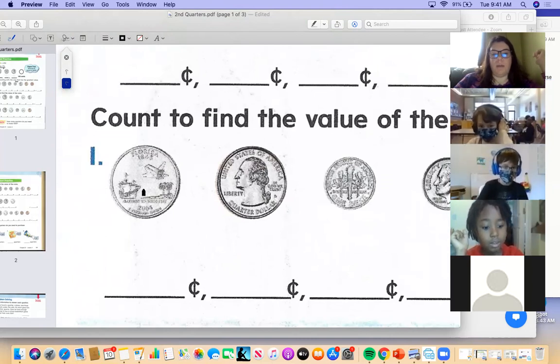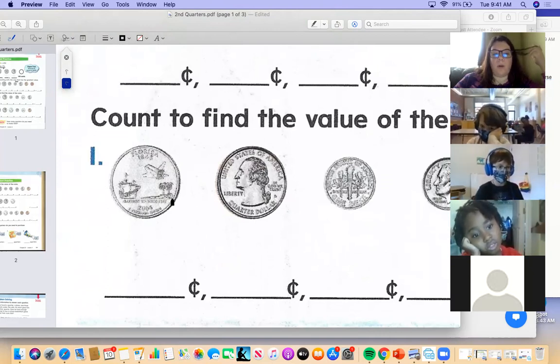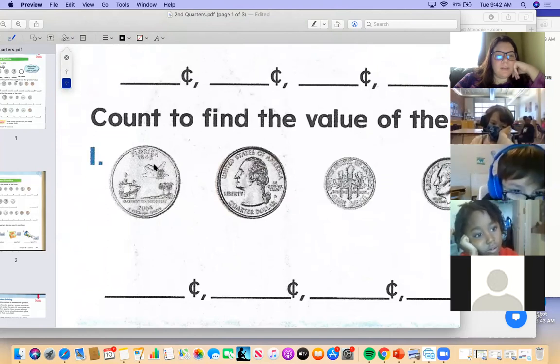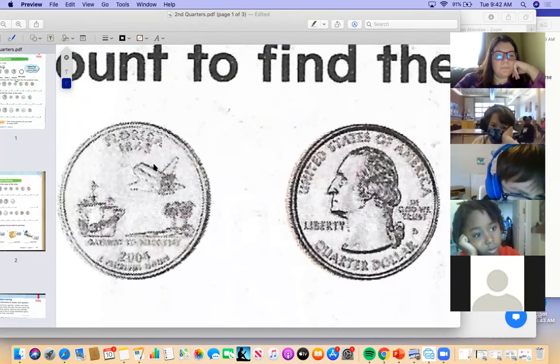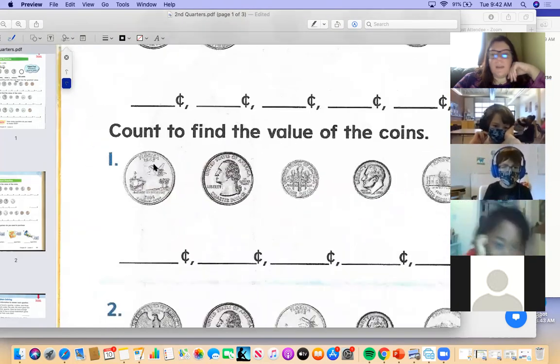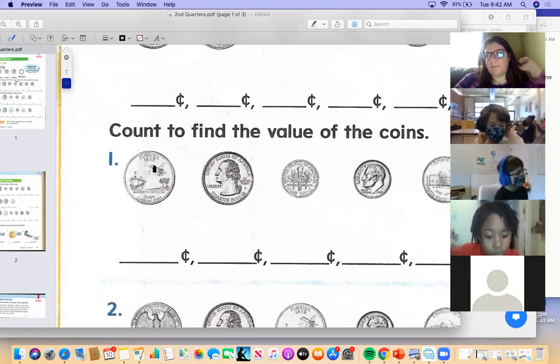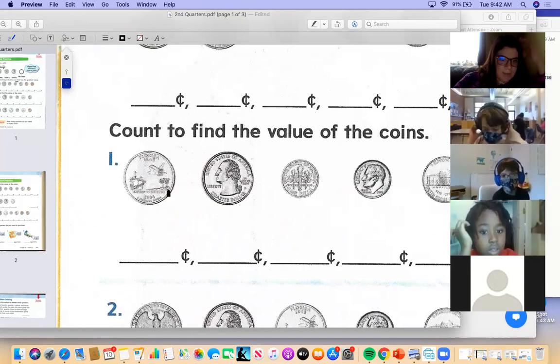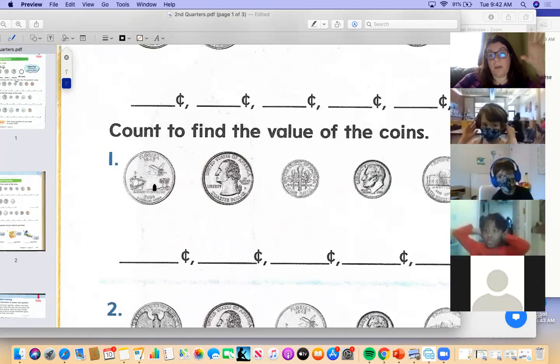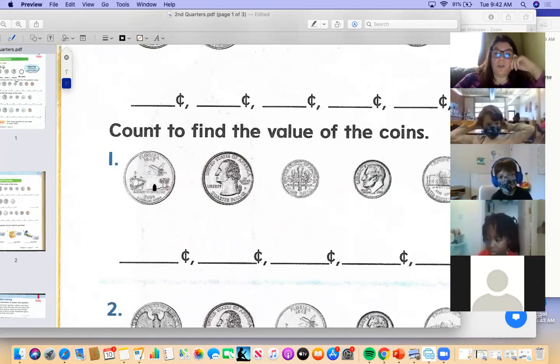So this one's Florida, and we can see an airplane on it, and then an airport and scenery. The airplane looks like a space shuttle, actually. It might be a space shuttle. Yep, maybe you're right. It is a space shuttle. I guess that would make sense. So pay attention. If your parents have a change jar, you can start paying attention to what the coins look like.